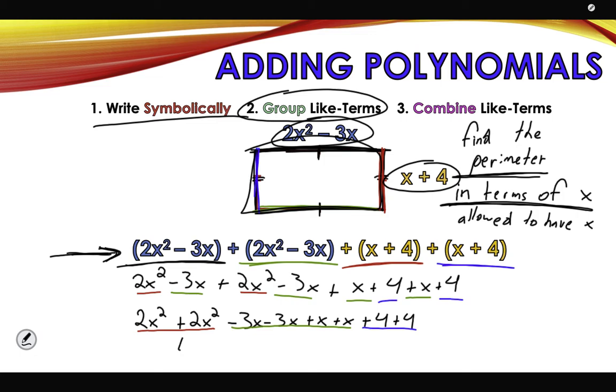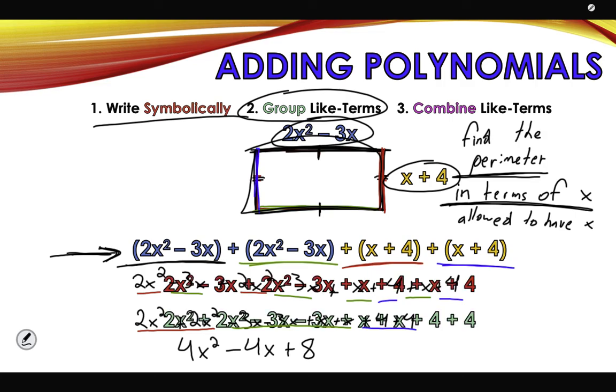2 plus 2 is 4. We're counting x squareds there. Negative 3 minus 3 is negative 6. Plus 1 is negative 5. Plus 1 more is negative 4. And then 4 plus 4 is 8. And so that's where we should get to with that one.